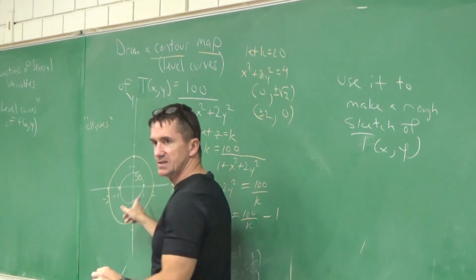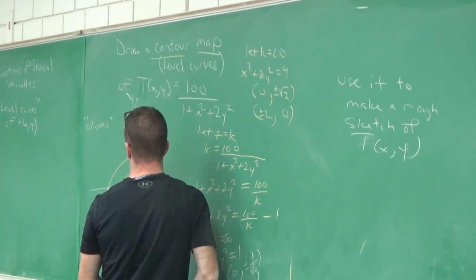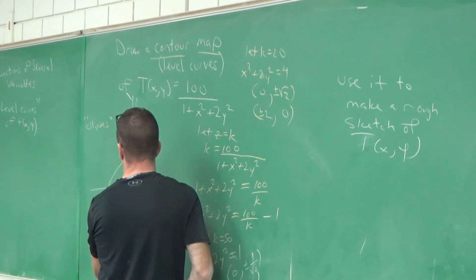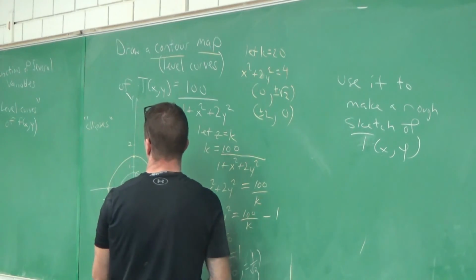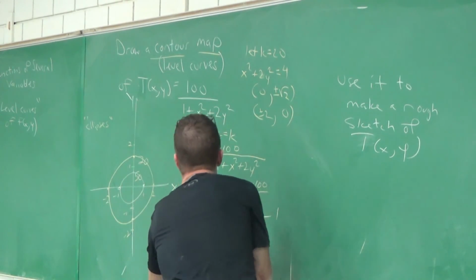It's not a circle, but it's an ellipse, isn't it? These are ellipses. Not circles, but ellipses. Because this is negative 2 and that's 2, so it went through there. And I'm going to label this with 20. Hey, one more level curve.